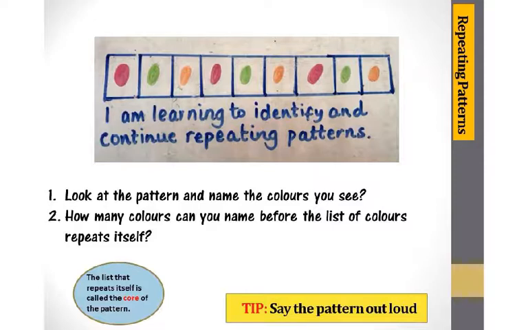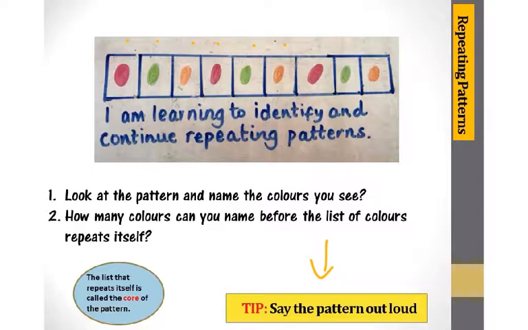So we have pink, green and orange. Now what I want you to think about is how many colours can you name before the list of colours repeats itself. So if you look at the tip down at the bottom, say the pattern out loud. So let's say the pattern out loud and we'll see how many colours we can name before the list of colours repeats itself. So we have pink, green, orange, pink, green, orange. So we can see that there are 3 colours before the list of colours repeats itself, and they are pink, green and orange.